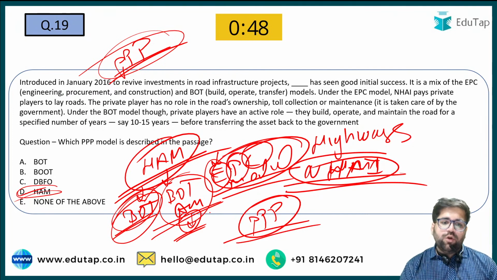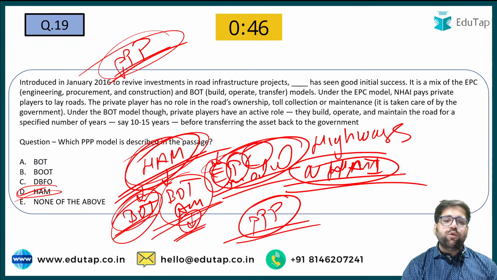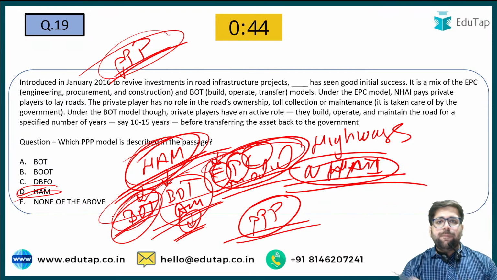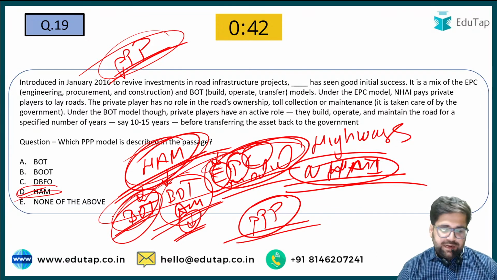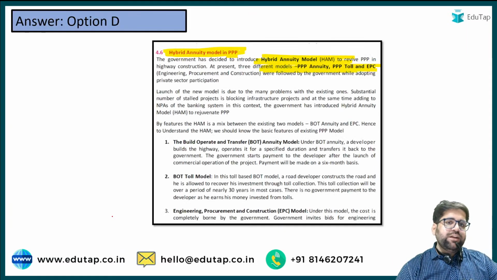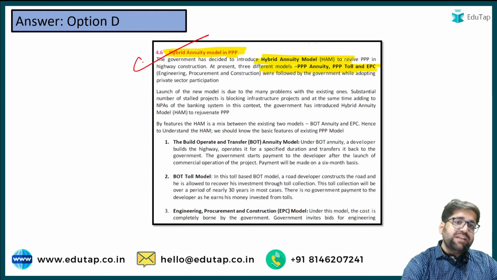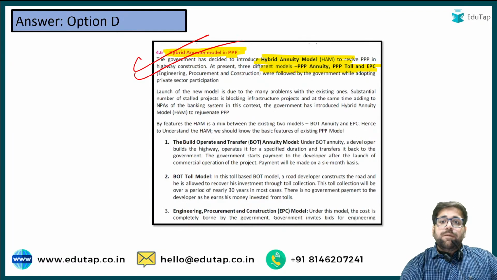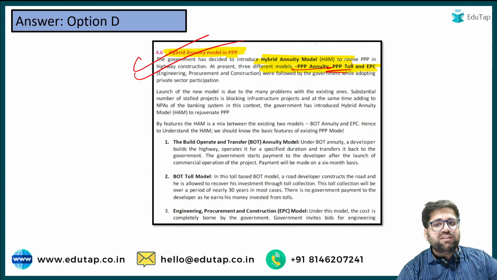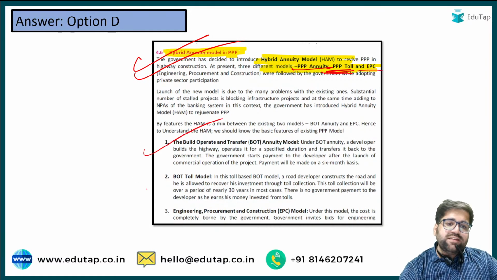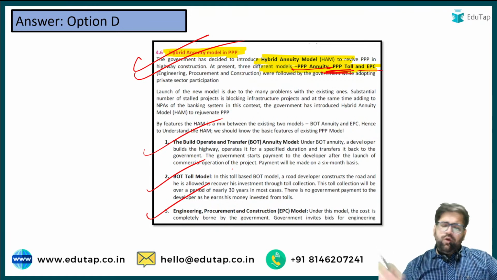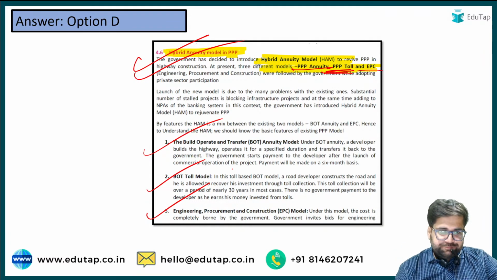So that is the overall combination of HAM. You have to understand three concepts and then combine them to form an HAM. As simple as that. Yes, the correct answer will be HAM. And my dear friend, the same concept has been given in your concept notes as well: PPP annuity, which is sometimes also known as BOT annuity, PPP toll, and EPC. All these three different models have been comprehensively explained in your course.